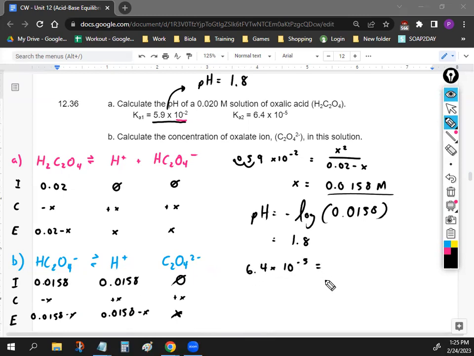Okay, so we got our Ka2 value. But if you notice, it's 10 to the negative 5. So again, we can safely assume that we can ignore the changes. So on the top, we're gonna get 0.0158 times x divided by 0.0158. And if you guys are noticing the pattern now, the concentration of your final conjugate base is usually just going to be your Ka2.